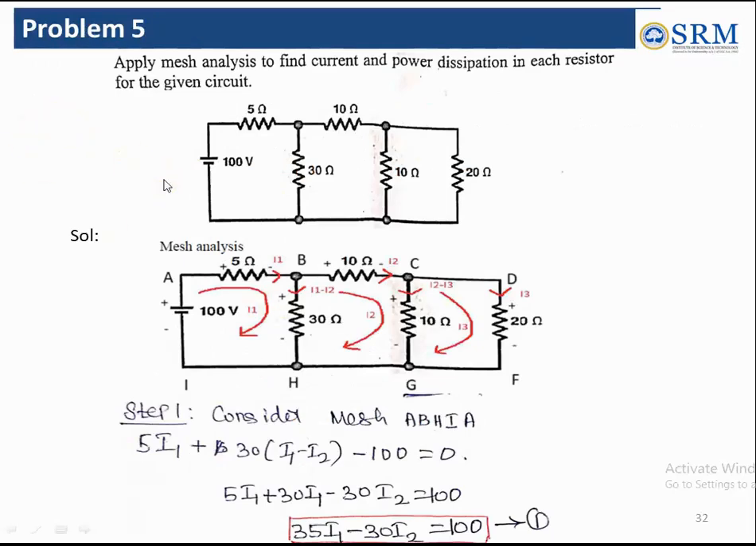Now let us see one more problem where there are three meshes.